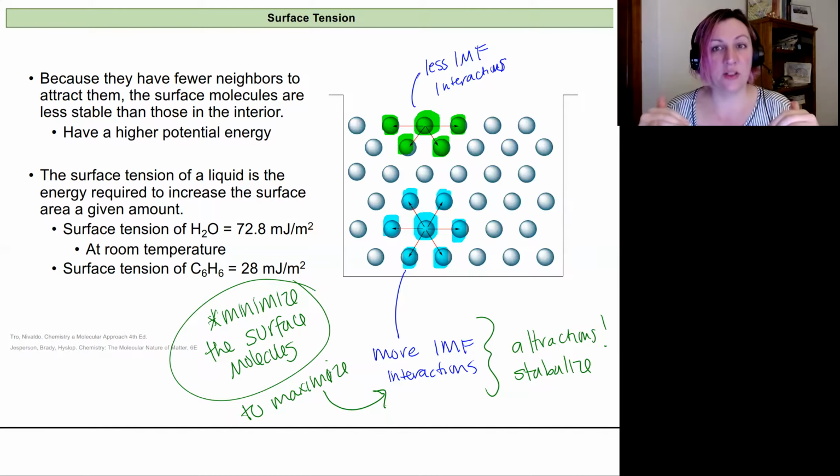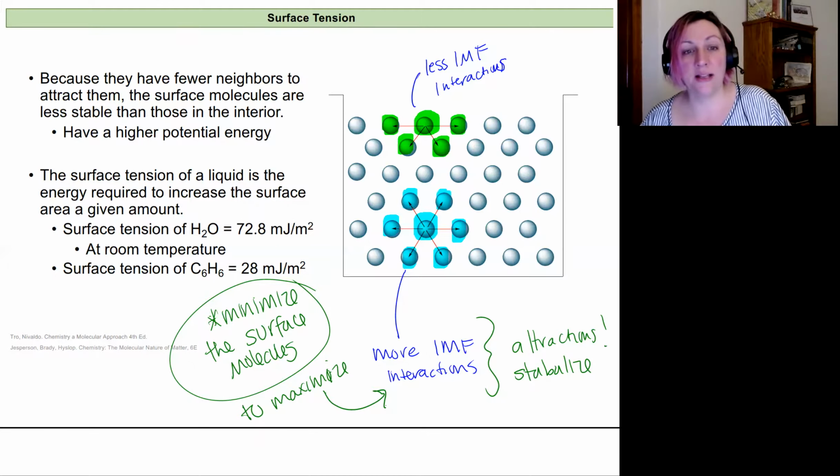And that increase in surface area will take energy because it means we're going to have to break these intermolecular forces of some of the interior water molecules or liquid molecules and make them be surface molecules with fewer interactions. That's going to require energy to do it. And so the harder that is, the more intermolecular forces that have to break to spread that water out and increase the surface area at the surface, the higher the surface tension will be.